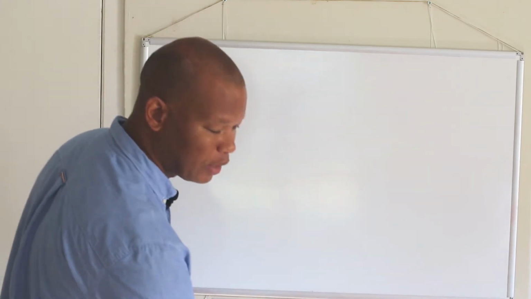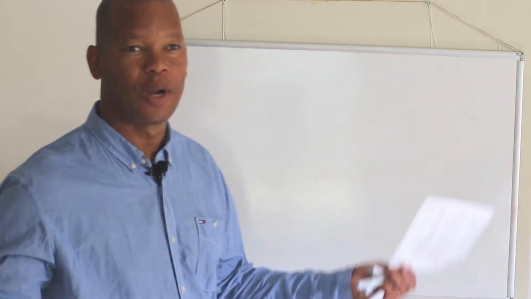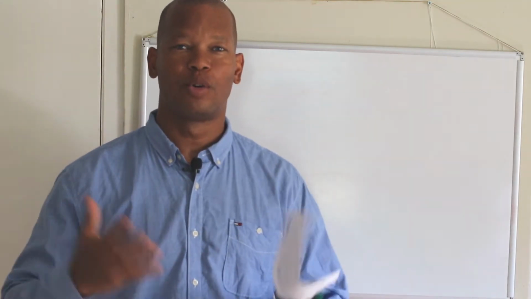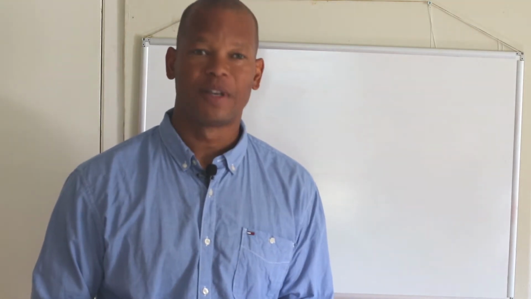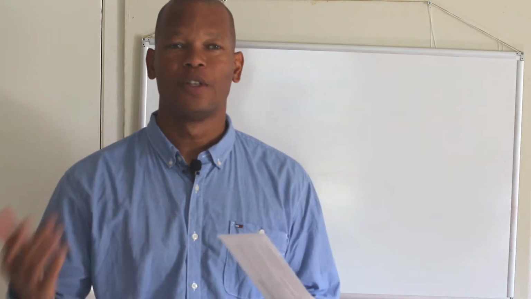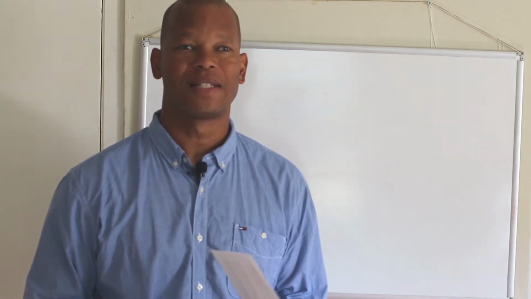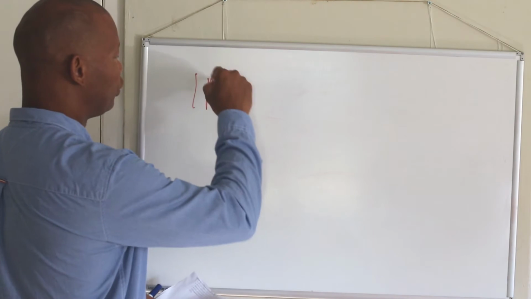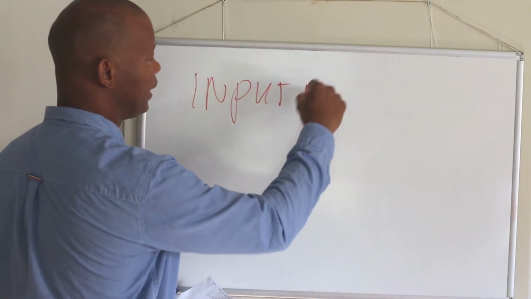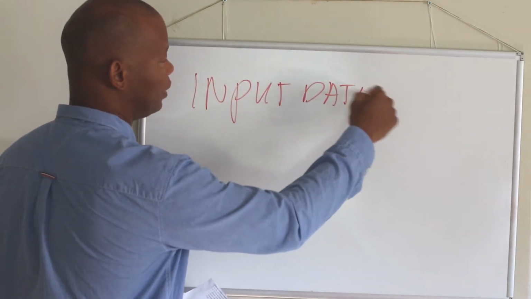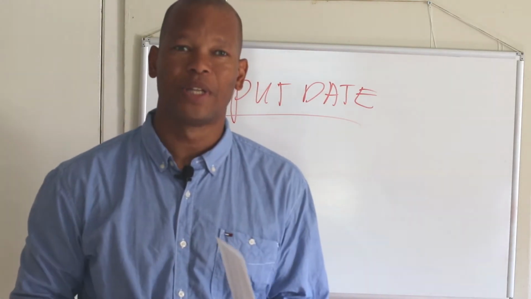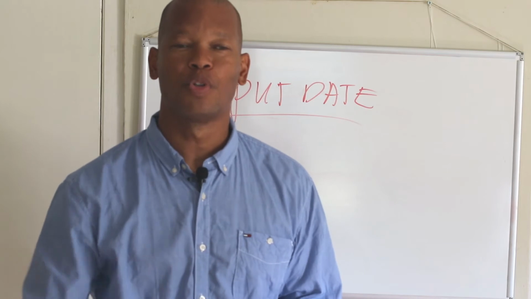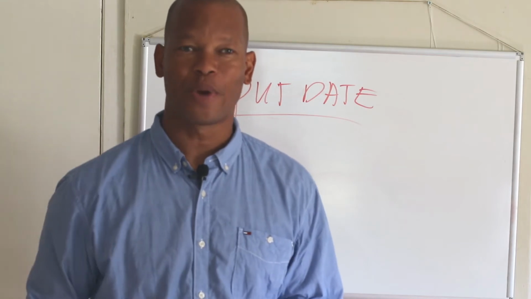So the first thing you want to do on your to-do list is open an Excel spreadsheet or a Google spreadsheet, and then you create a couple of fields. You need these fields because they are going to help you structure your task list. The first field is going to be input date. Why do you need an input date? You need an input date because you know when you put your task in the spreadsheet.